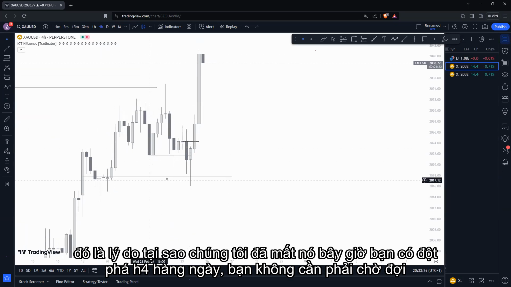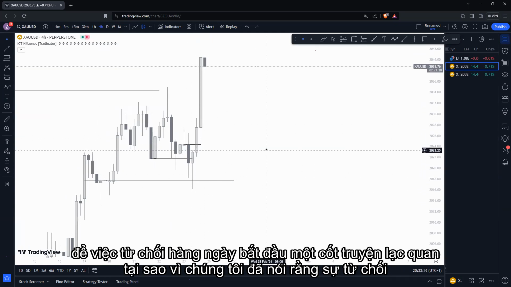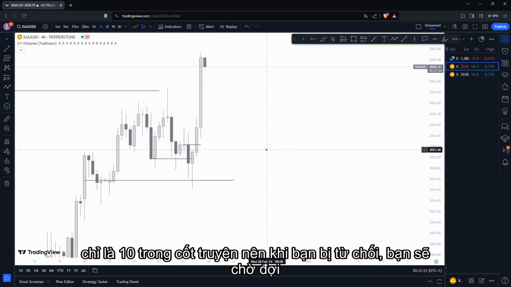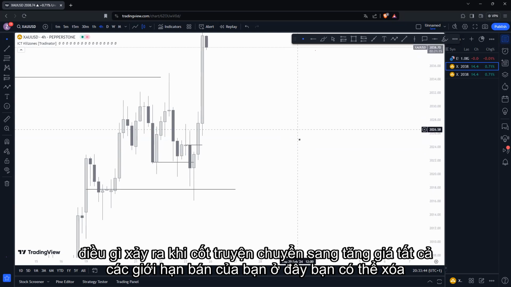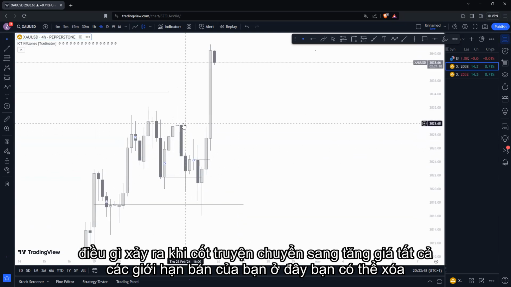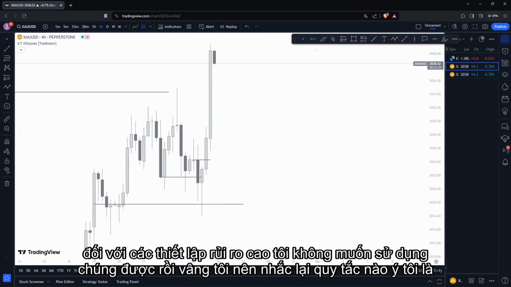Now you have a daily touch and an H4 breakout. You don't need to wait for the daily rejection to start a bullish storyline. Why? Because we said that the rejection is just 10% of the storyline. When you have the rejection, you wait for the H4 breakout, but when you have the H4 breakout, you don't have to wait for the daily rejection. What happens when the storyline shifts to bullish? All your sell limits that were here, you can delete them or take them with a smaller lot size, because they turn from low risk setups to high risk setups. I don't want to be taking them.